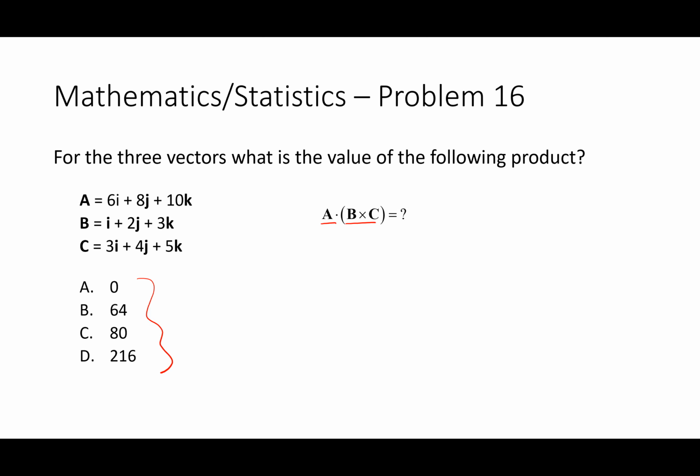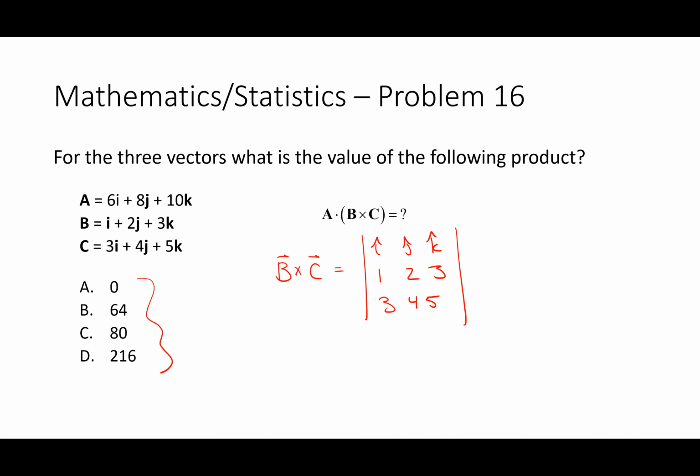Now you can do this problem a couple different ways. What I'll do is I'll do the cross product first because I kind of want to review cross products and dot products. So B crossed with C. I set up a 3 by 3, put my i, my j, my k. The B terms here, 1, 2, 3. The C terms, 3, 4, 5.